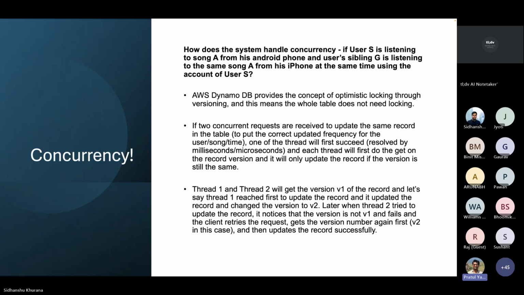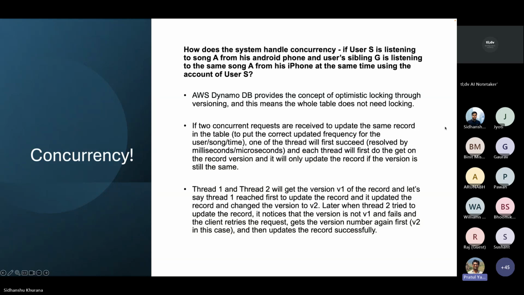Now the second thread already has version v1 of the record, and it will also try to fetch from the DB. But this time it sees that there is a version v2 coming out from the DB. So there is a mismatch, and it fails. Then it will try again and fetch the other version. Now v2 and v2 will match, and it will update the record successfully. So this is the way.